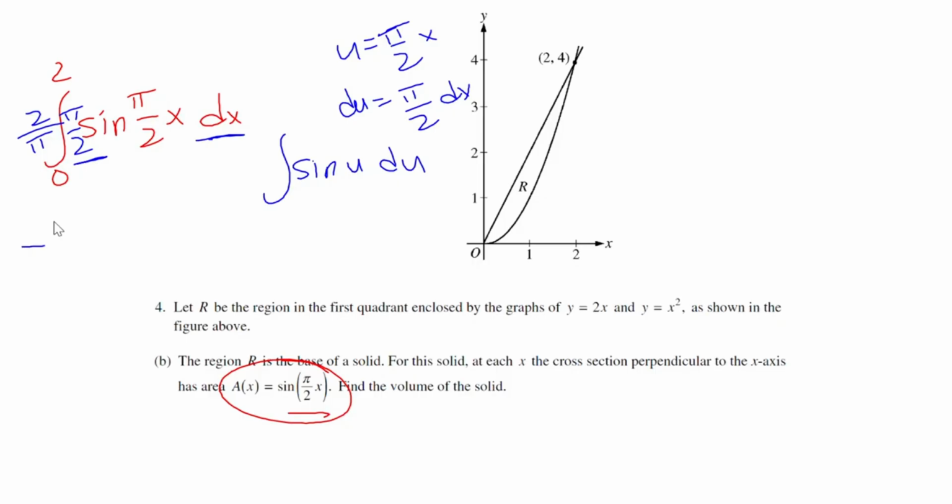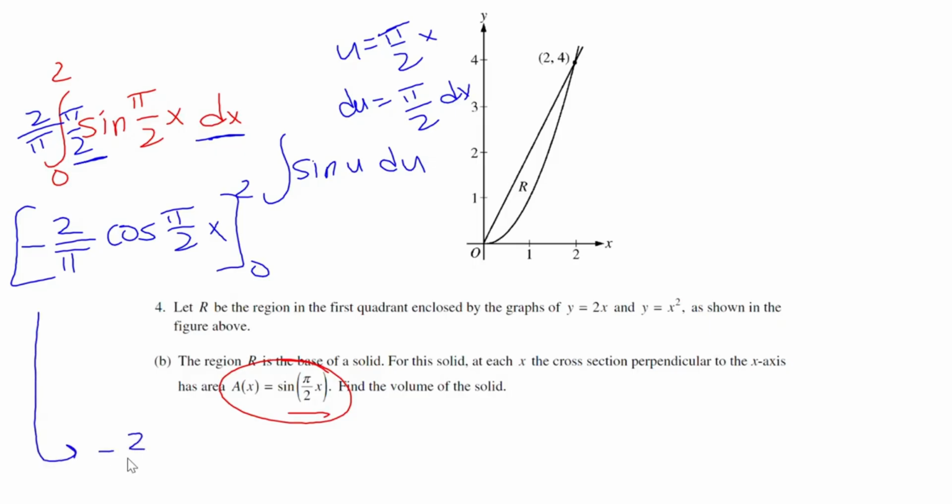So I have negative, and I still have that 2 over pi cosine of pi over 2x. And we're just going to evaluate from 0 to 2. Okay. Well, plugging in 2 gives us negative 2 over pi times the cosine of pi, and then minus the cosine of 0. And be careful not to make the mistake that a lot of people make, right? They say, oh, well, if I plug in 0, it's just 0. Well, no, if I plug in 0, it's the cosine of 0, which is 1.